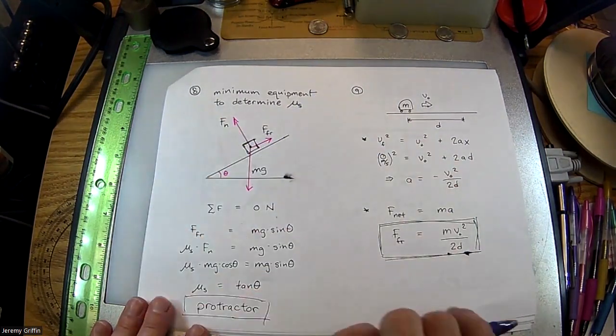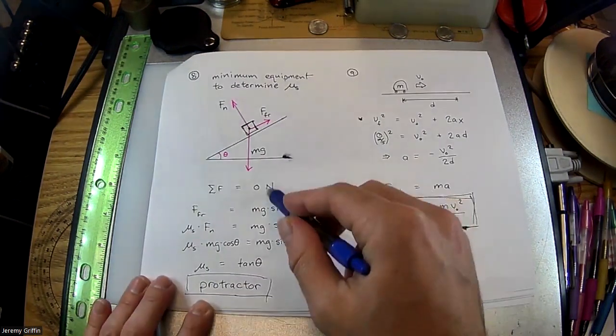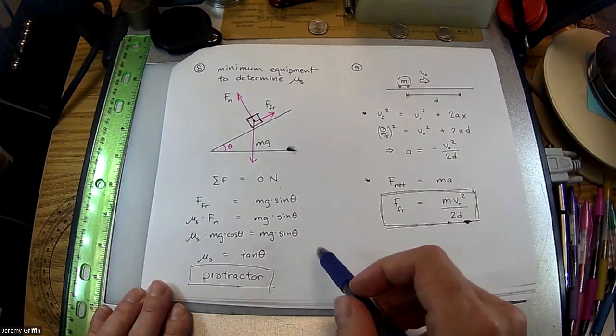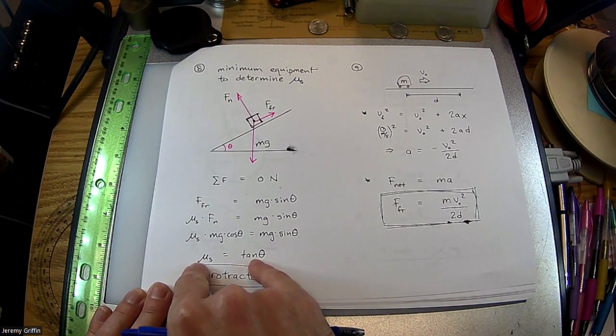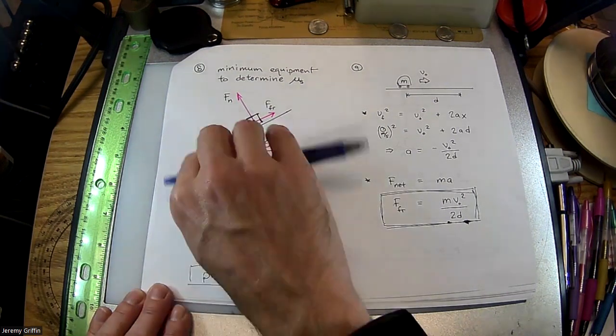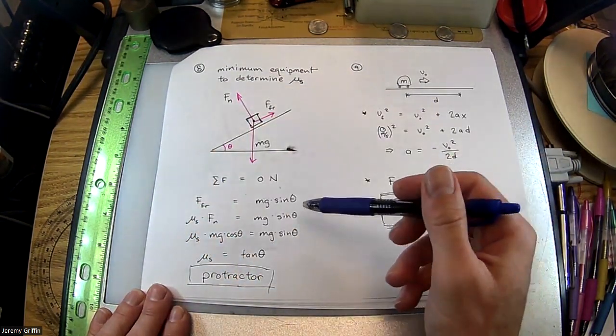Right? What's the minimum equipment? This is a lab you guys did last semester. Here's the full proof of how you can figure out the answer to that question. At the end of this proof, we got the coefficient of static friction is tan theta, right? So as you tilt this higher and higher until finally it breaks friction and begins sliding.